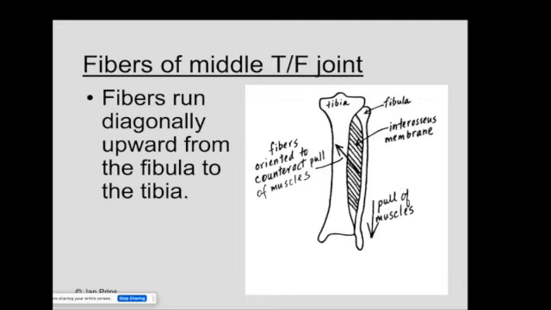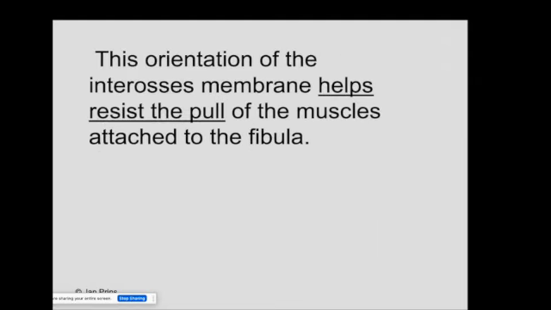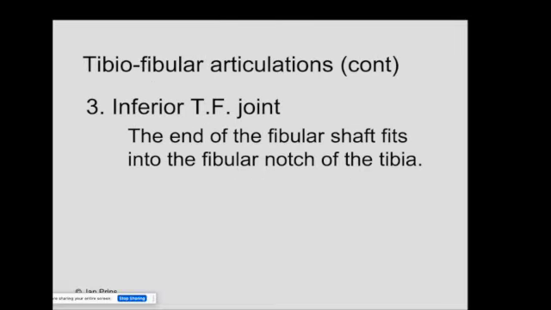See that? The fibers again run diagonally upwards from the fibula to the tibia, the interosseous membrane. The orientation helps resist the pull of the muscles attached to the fibula, just like we saw in the elbow with the radius. It stops the radius from traveling up. Here, it stops the fibula from pulling down. And then we go to the bottom of the tibiofibular joint, and these two fit nicely because of the notch.